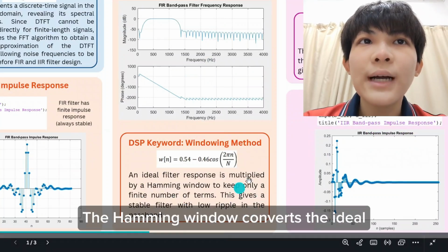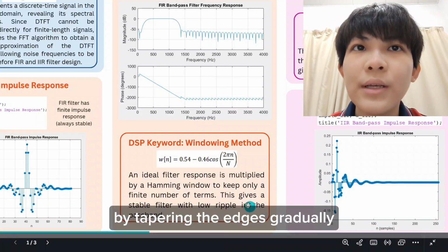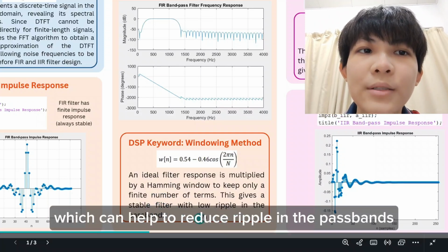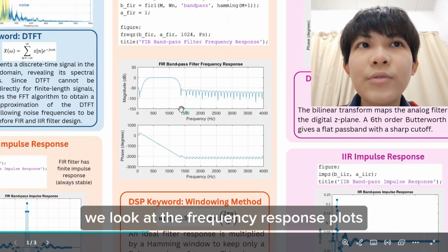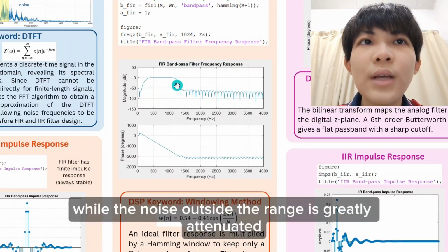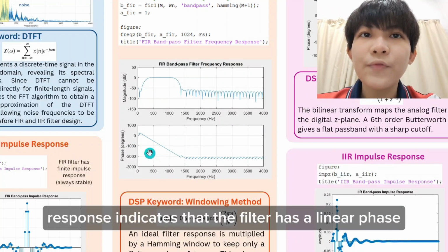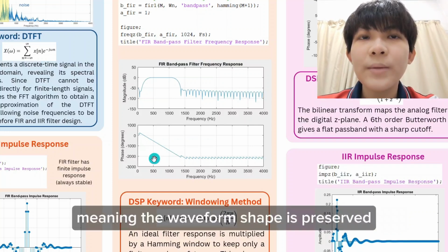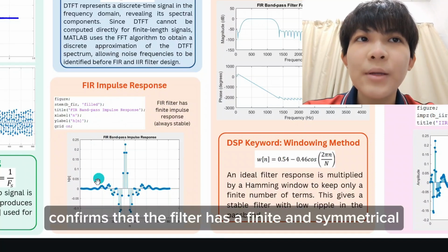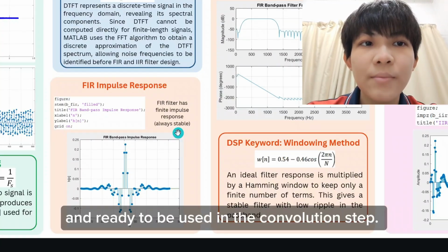The Hamming window converts the ideal infinite response into a practical finite impulse response by tapering the edges gradually instead of abruptly truncating the filter, which can help to reduce ripple in the passband. To verify our design, we look at the frequency response plots. It shows that the frequencies between 300 and 1200 Hz are passed, while the noise outside the range is greatly attenuated. And the straight line in the phase response indicates that the filter has a linear phase, meaning the waveform shape is preserved. Finally, the impulse response plot confirms that the filter has a finite and symmetric response, proving that our FIR filter is stable and ready to be used in the convolution step.